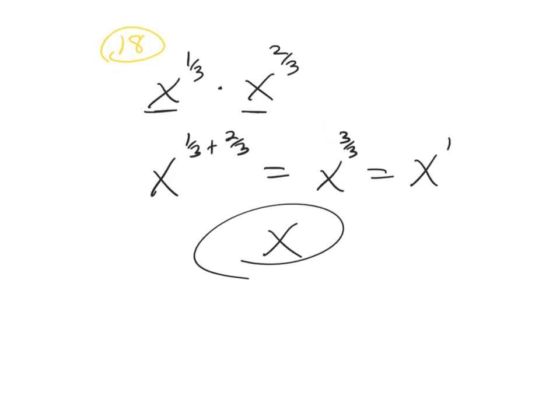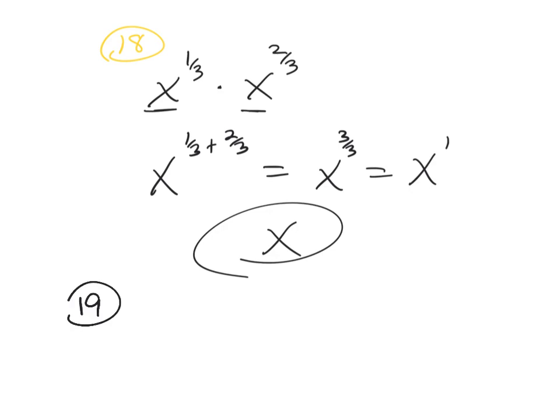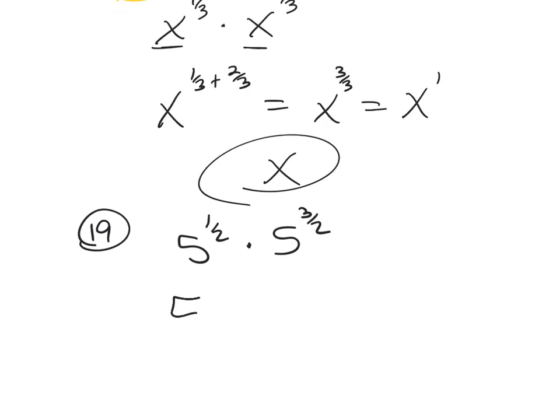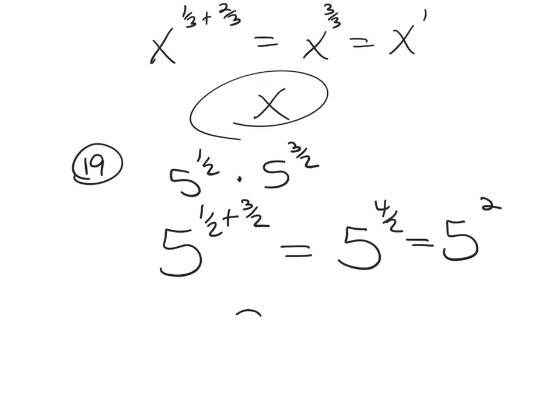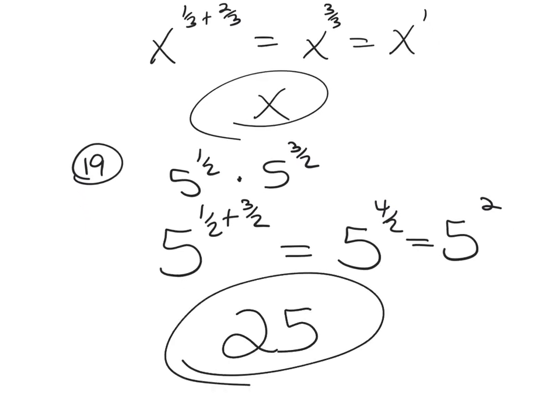again, another exponent. So I'm going to do 5 to the 1/2 power times 5 to the 3/2 power. Again, I'm going to add the exponents. 1/2 plus 3/2 gives me 5 to the 4/2. Divide the 4 by 2. I get 5 squared. Final answer, 25.